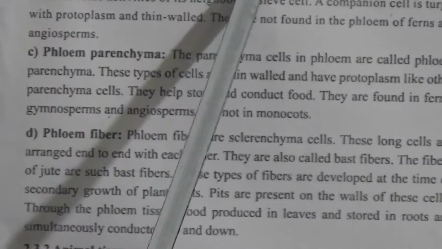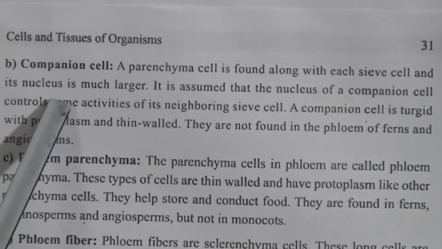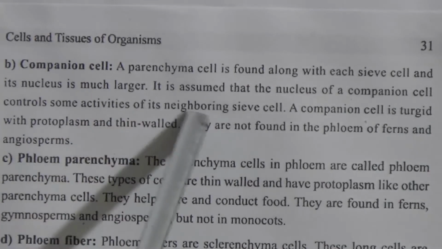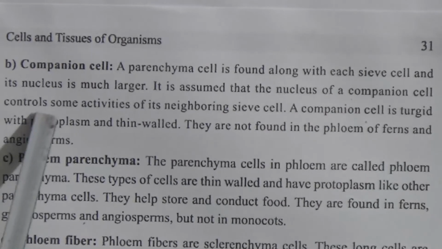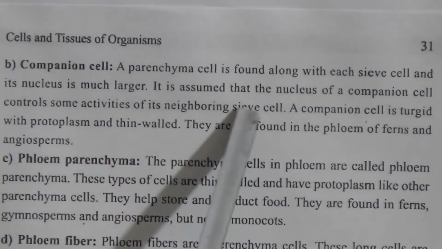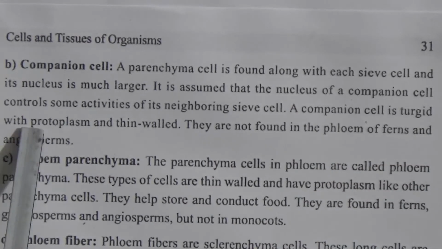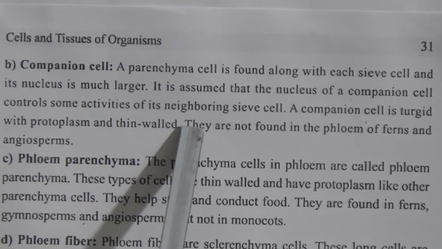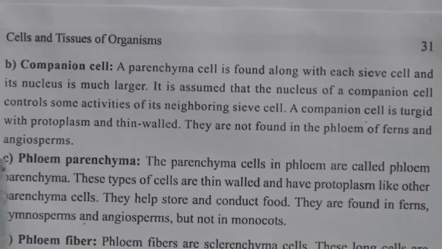A parenchyma cell is found along with the sieve cell, and its nucleus is much larger. It is assumed that the nucleus of a companion cell controls some activities of the neighboring sieve cell. A companion cell is turgid with protoplasm and has a thin wall. They are also found in the phloem of fern and angiosperm.